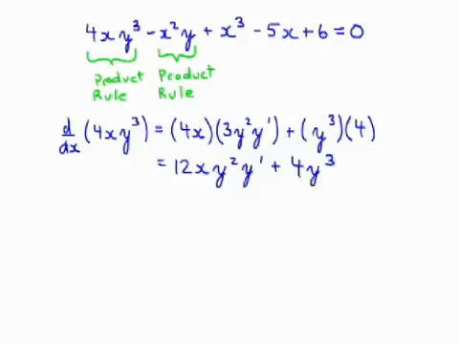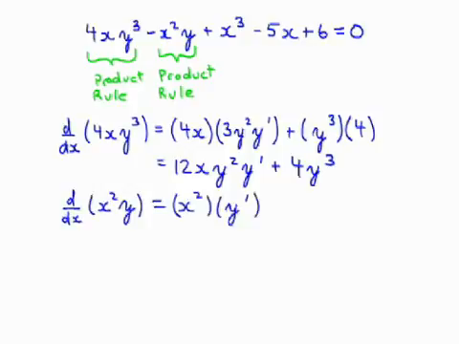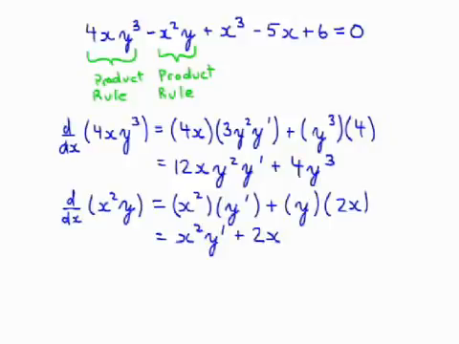I've done the same thing in the next line when I've taken the derivative of x squared y with respect to x. I'm using the product rule again. I have f of x, which is x squared, multiplied by g prime of x, which is y prime. I add to that g of x, which is y, times f prime of x, which is 2x. Again, I've just multiplied those terms together so that my derivative of x squared y with respect to x is x squared y prime plus 2xy.